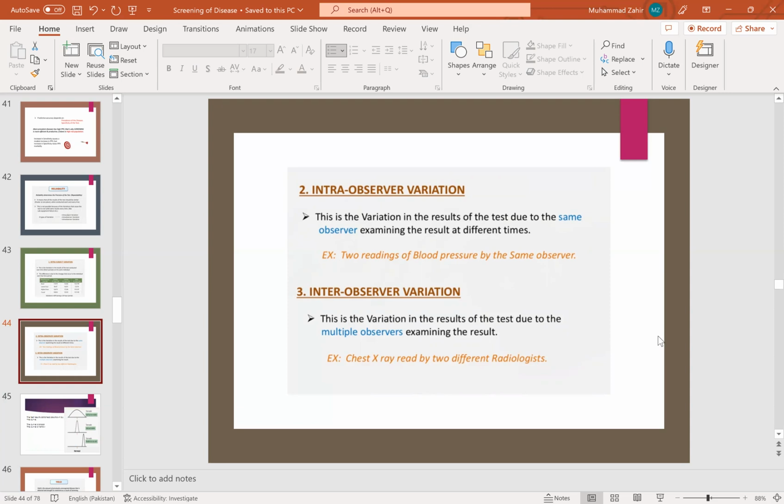Next comes the inter-observer variation. This is the variation in the result of the test due to multiple observers examining the result. So multiple observers, more than two or three, are examining the result. For example, a chest X-ray read by two different radiologists.